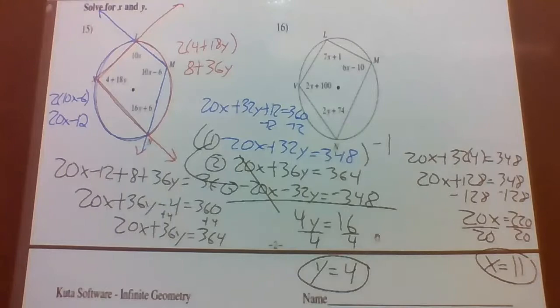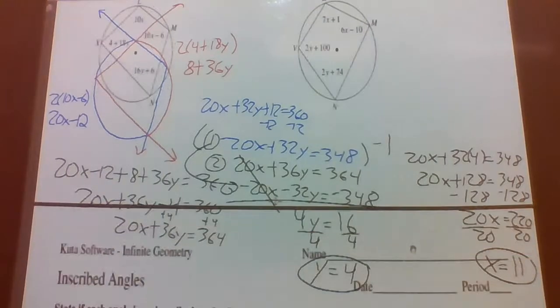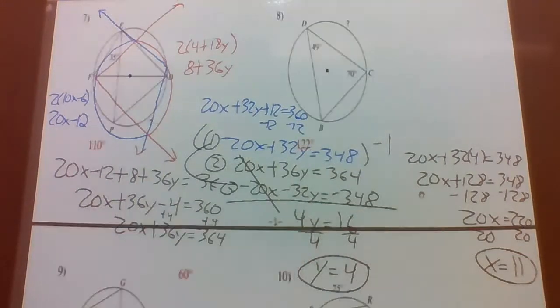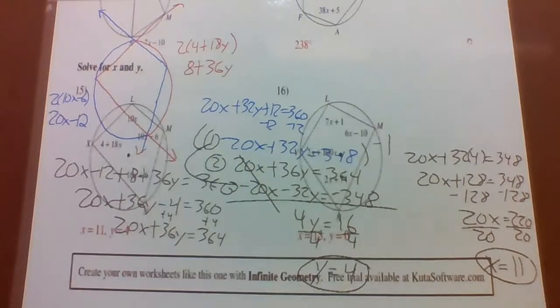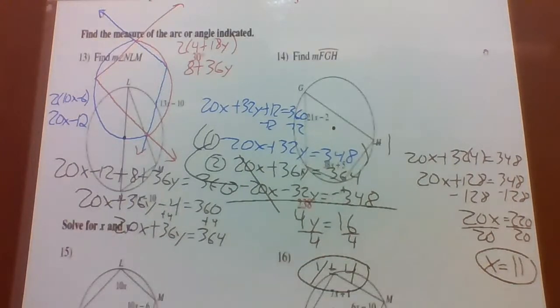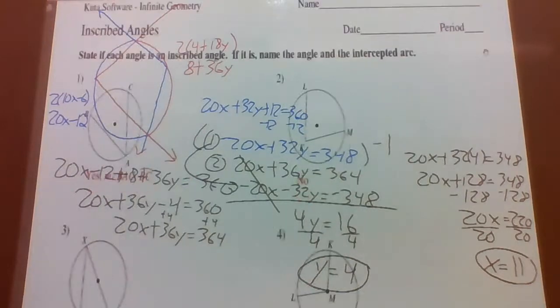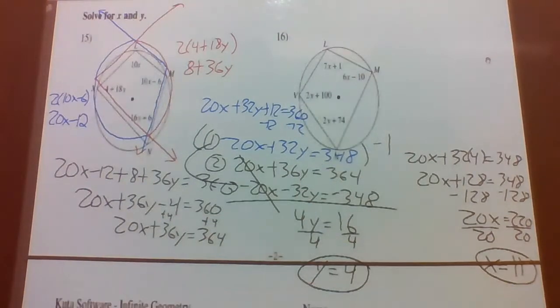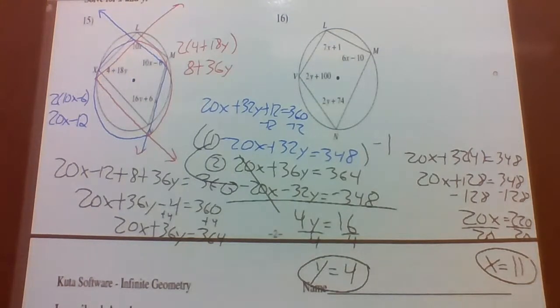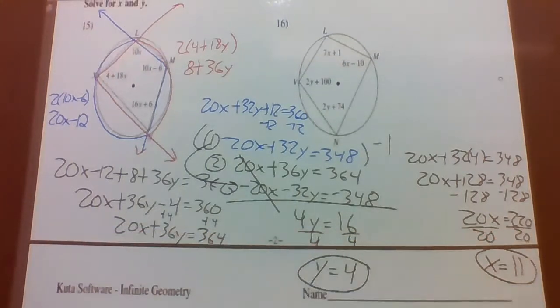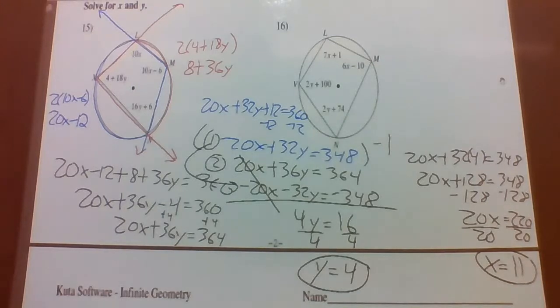This actually has the answers on it, I believe, so we can just check and see if we did it right. 11 and 4. So look at that. We are good to go. We can line it back up now. Okay. Right. 16.